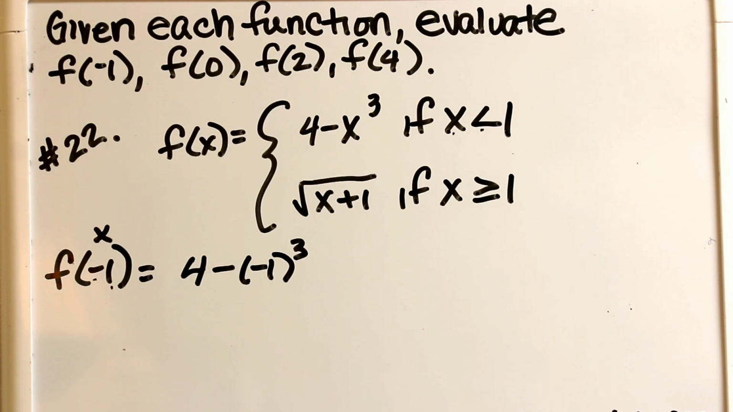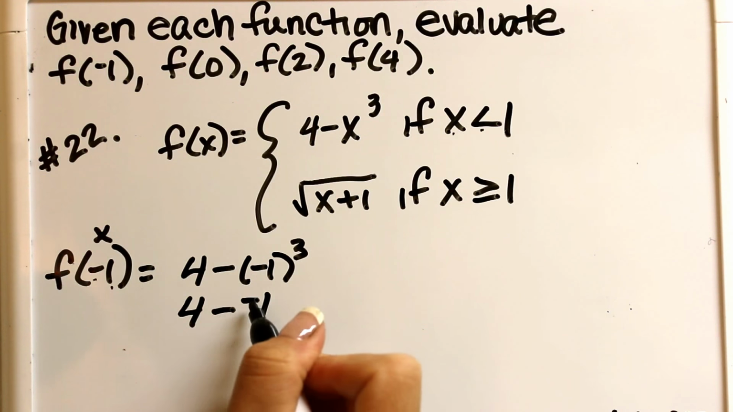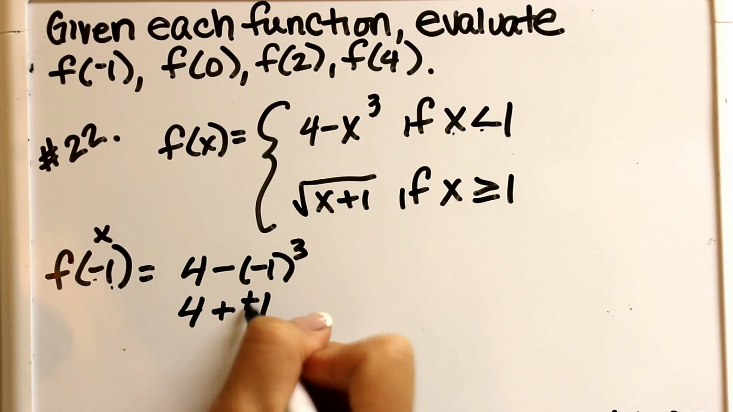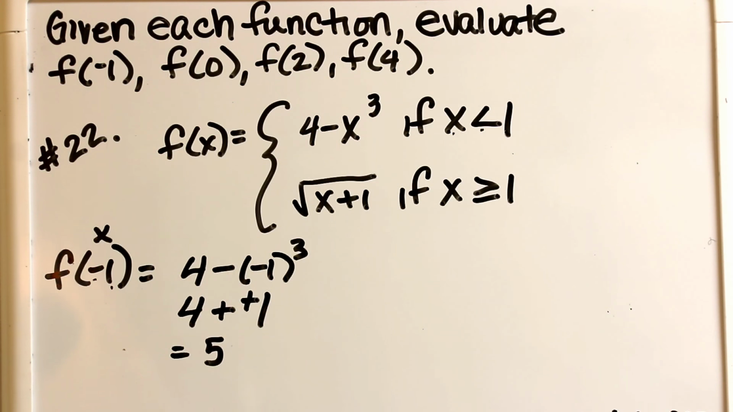Once you substitute in your -1, then you can simplify using order of operations. -1 to the third is -1. Two negatives make a positive, so your answer is 5. You are finished that part.